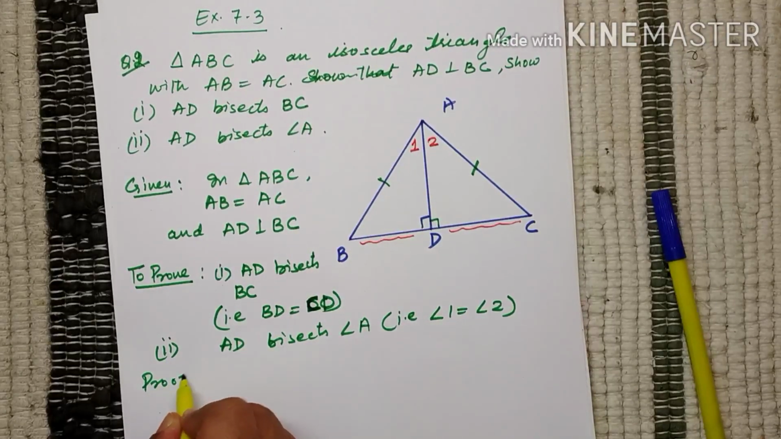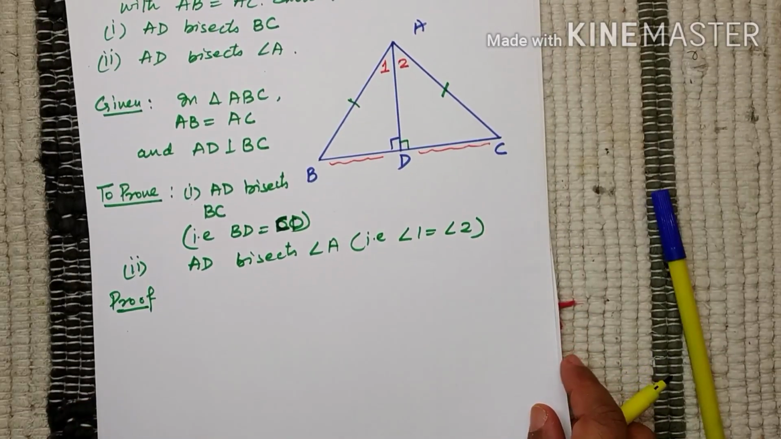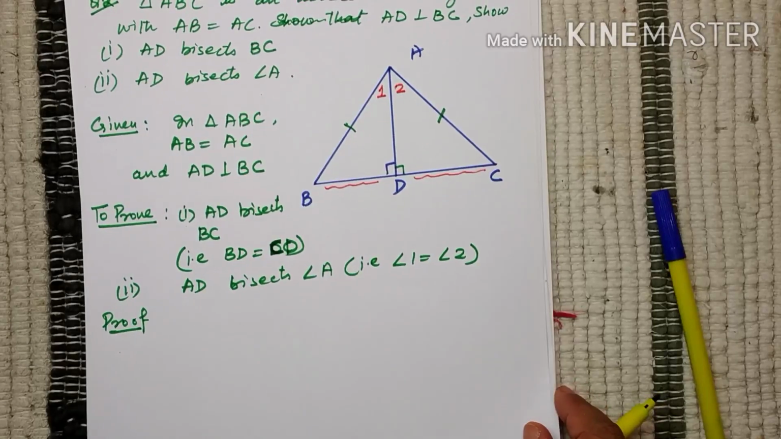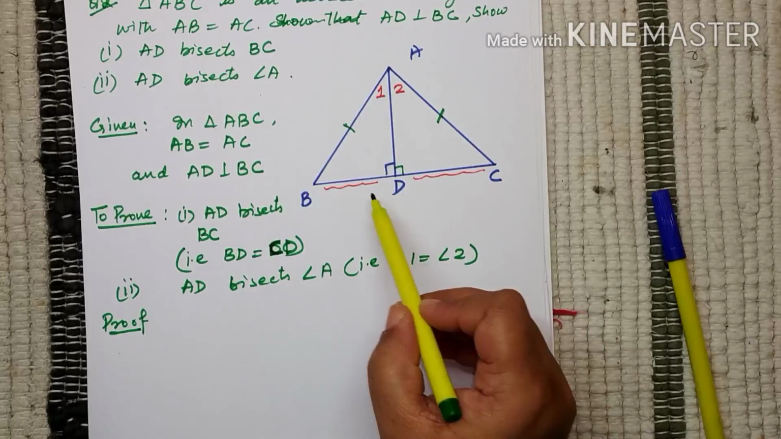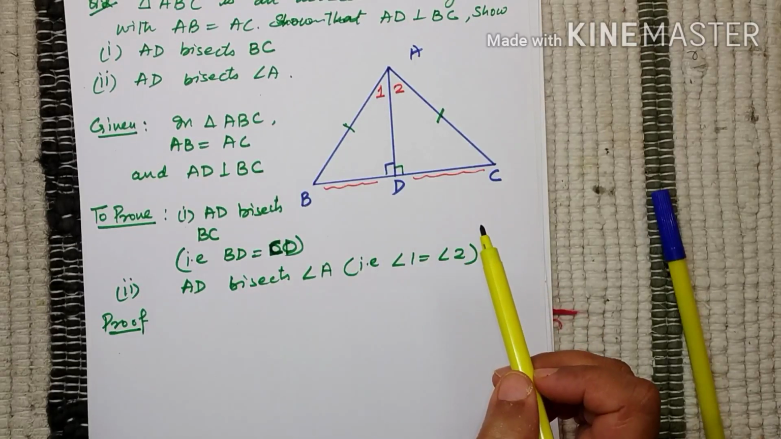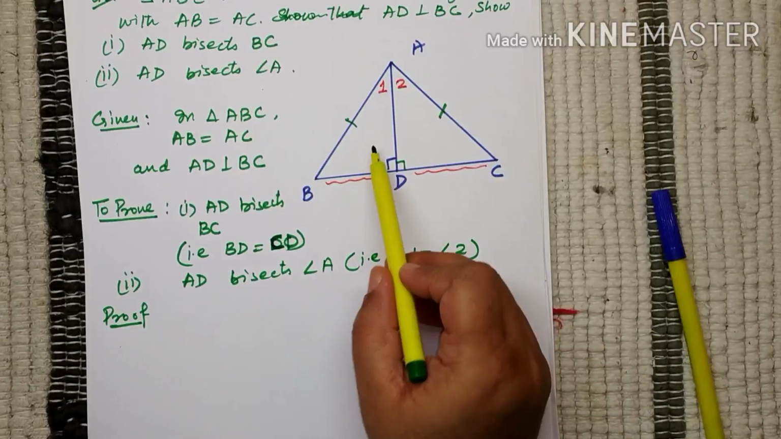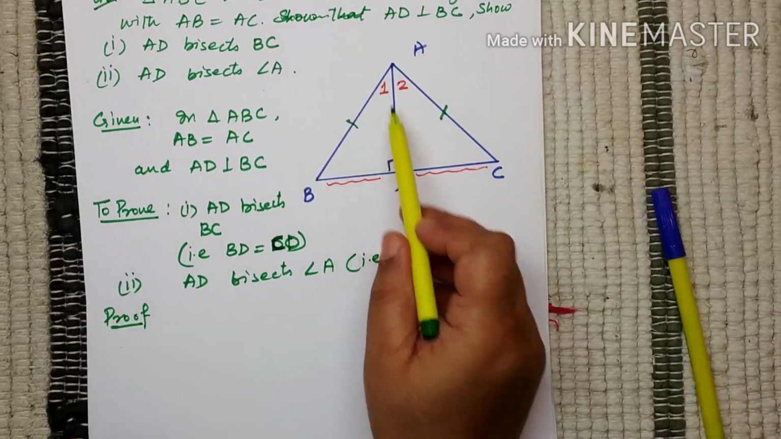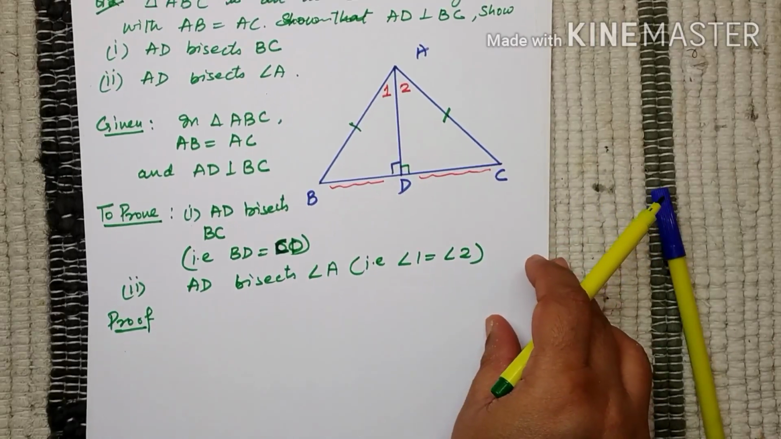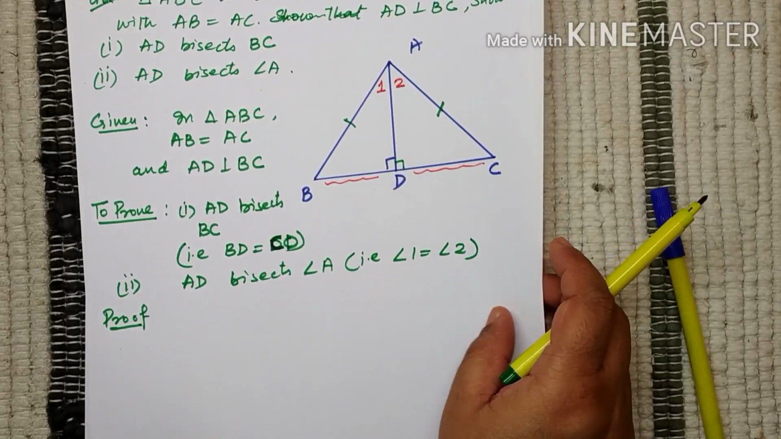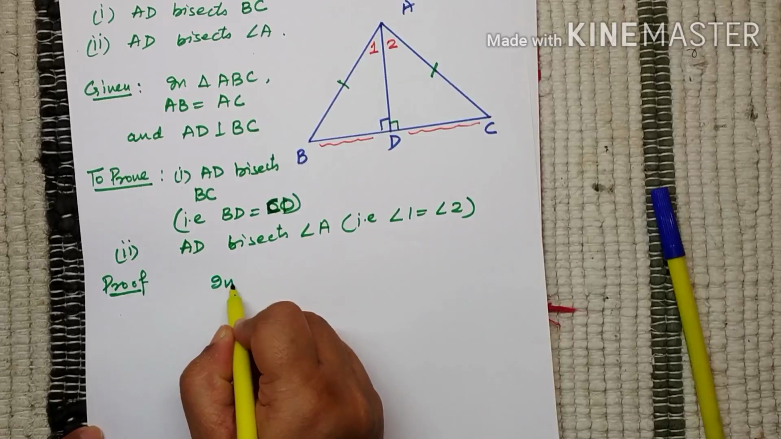So proof. Obviously I need to prove the first part first, that BD is equal to CD. How do you prove the sides of a triangle equal? See, I can see these are two different triangles and I need to prove the sides of two different triangles equal. Obviously this can be done using congruency of triangles. If I prove these two triangles congruent, I can say by CPCT, corresponding parts of congruent triangles are equal, that the sides are equal. So let us try and prove these triangles congruent.